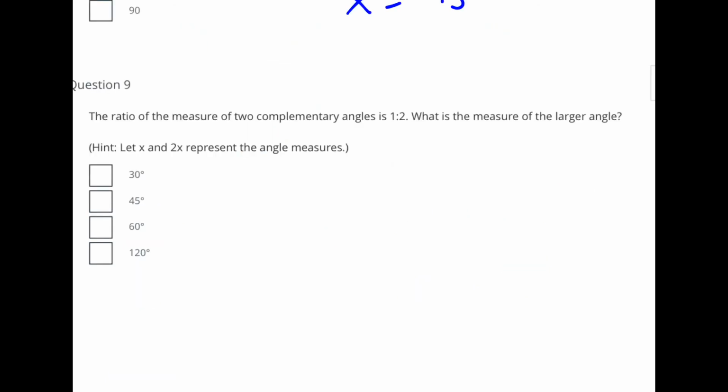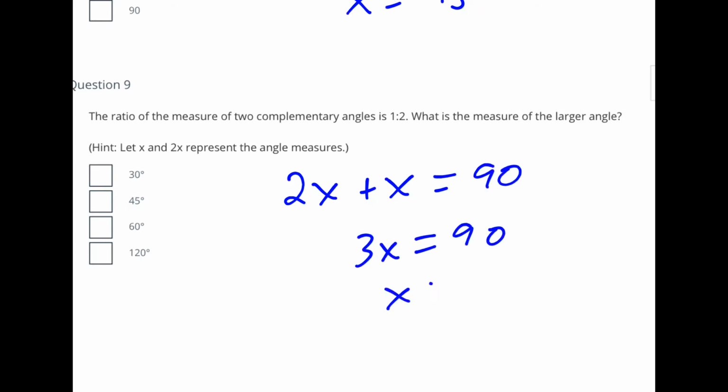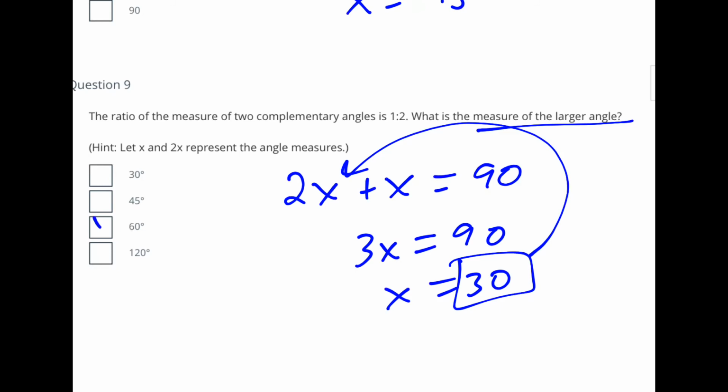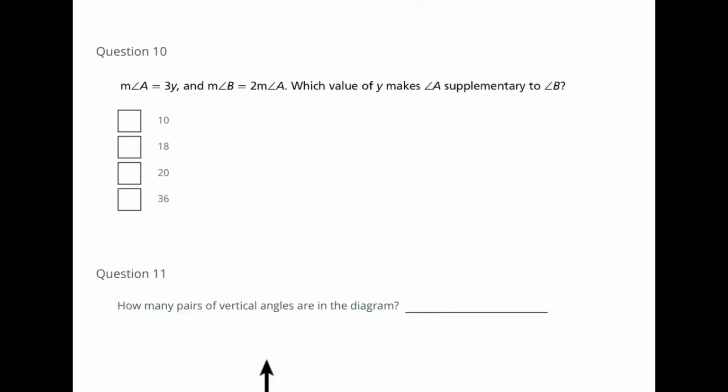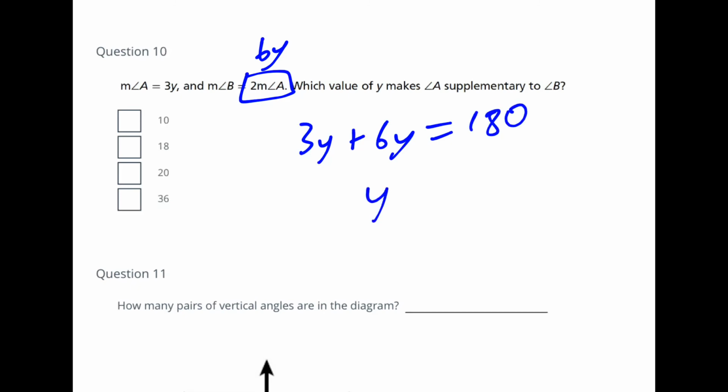Since there's a ratio between two complementary angles, we can call them 2x and x. Since they're complementary, they add up to 90. If 3x is 90, then x is equal to 30, but that's not the answer. They want to know what is the measure of the larger angle. So I plug in 30 here, and I get 60. To double the measure of angle A, that's just going to be 6y, since this one was 3y. So 3y plus 6y has to equal 180. So y is going to be 20.